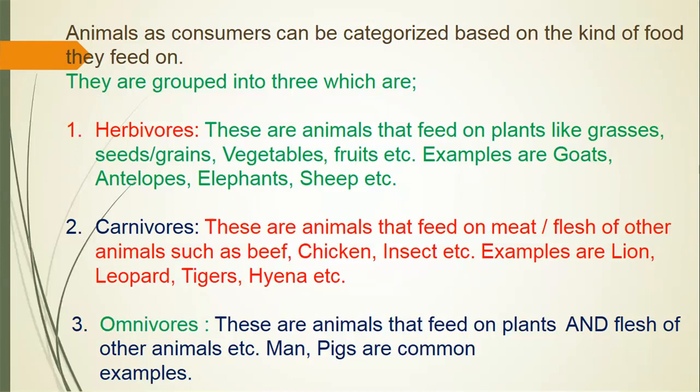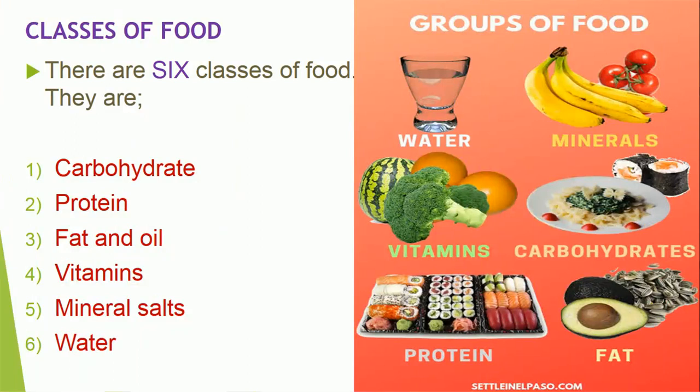The third one is omnivores or omnivorous animals. These are animals that feed on plants and they also feed on flesh of other animals. Man and pigs are common examples of omnivorous animals. Now let's look at the classes of food. There are 6 classes of food and they are 1.